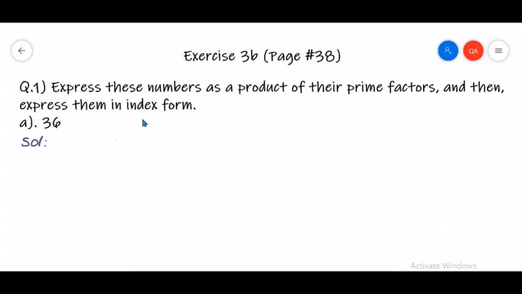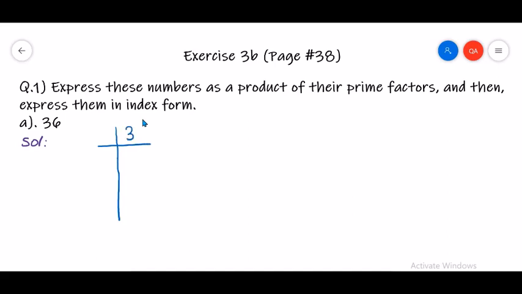Let's solve exercise 3b, in which we will express numbers as a product of their prime factors and then express them in index form. In part A, we have 36. Let's try to factorize 36. For this, we will draw a long line and then a line perpendicular to this.